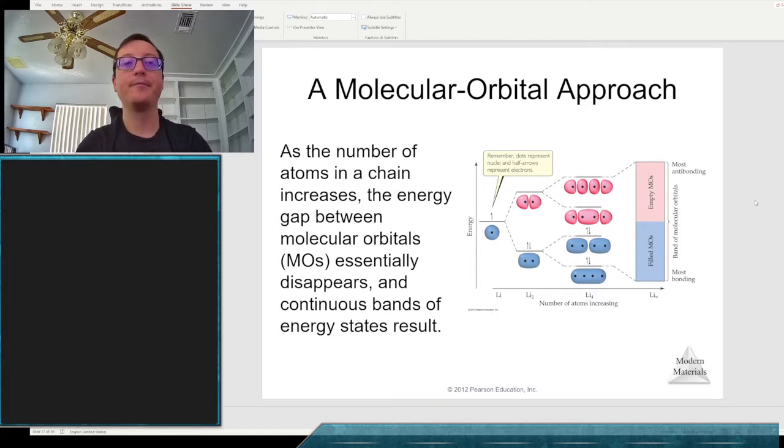All right. So that is how metals look, or alloys.